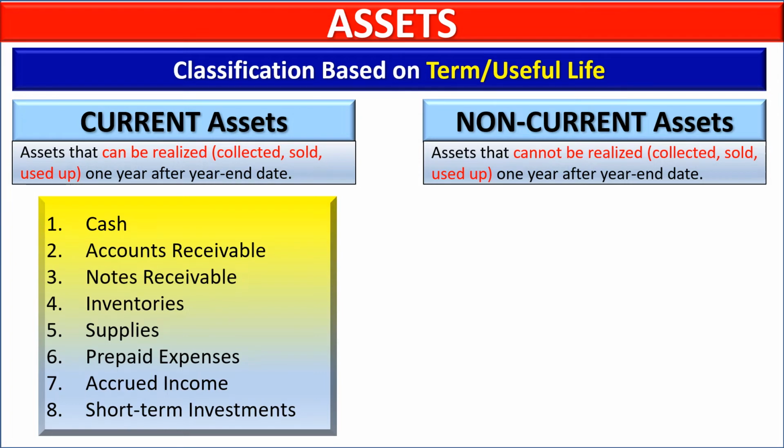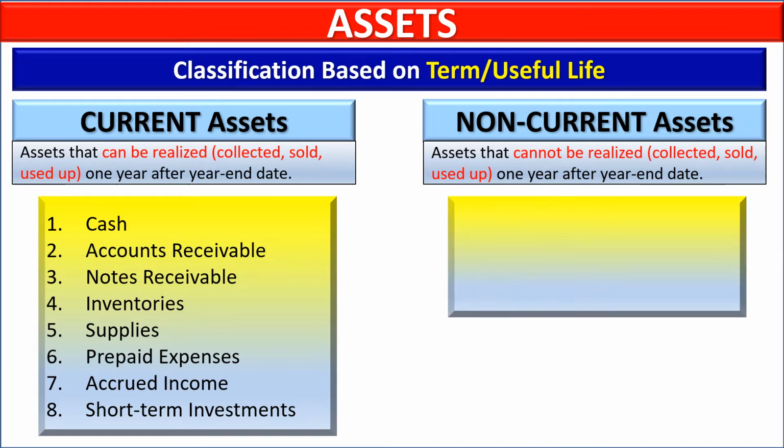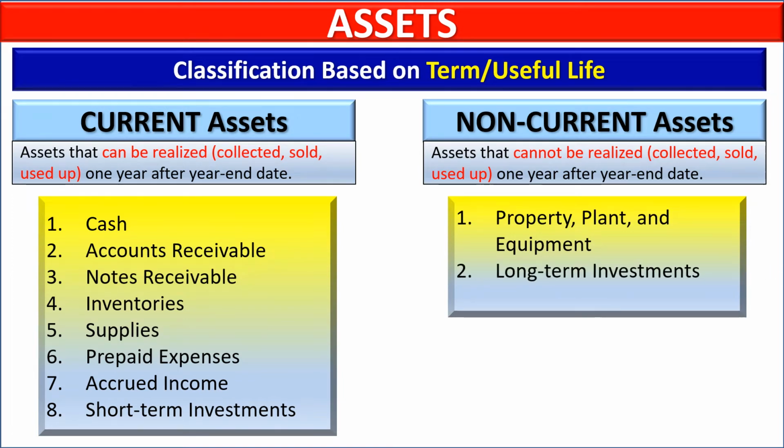Non-current assets, again, are the assets that cannot be realized, cannot be collected, cannot be sold, cannot be used up within a year. So it can be used, it can be sold, it can be collected 1 year or more than a year. The non-current assets are number one, the property, plant, and equipment. Number two, long-term investments. And number three, intangible assets.